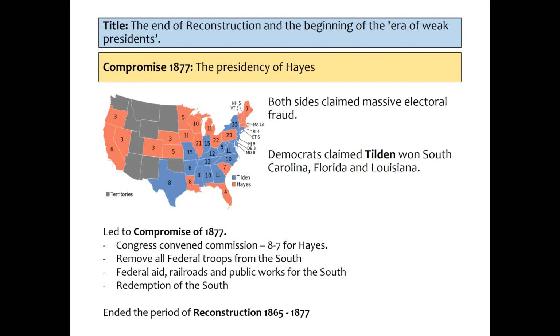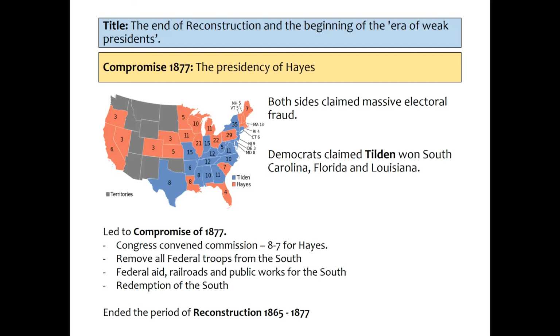The compromise comes afterwards. Hayes realises his position is fraught with danger. He could not govern if he did not compromise with the Democrats, and so the compromise is the removal of all federal troops in the south, federal aid to the south, the start of railroad works again and public works for the south, and the redemption of the south. So putting all of those together, it ends the period of Reconstruction from 1865 to 1877.